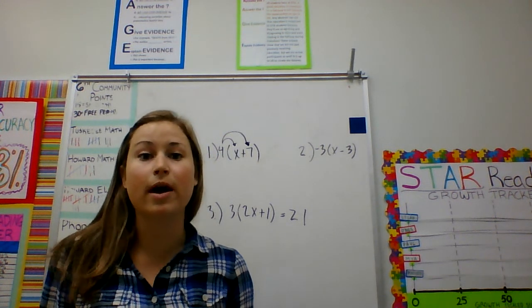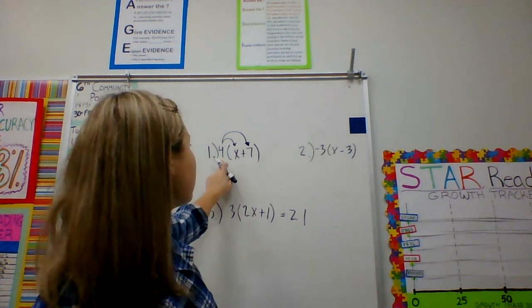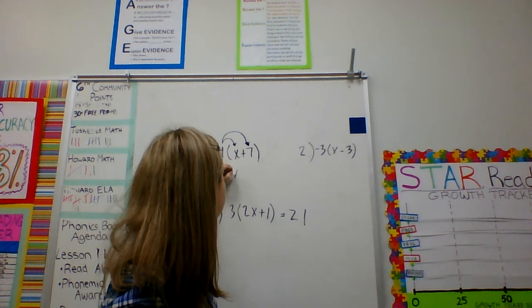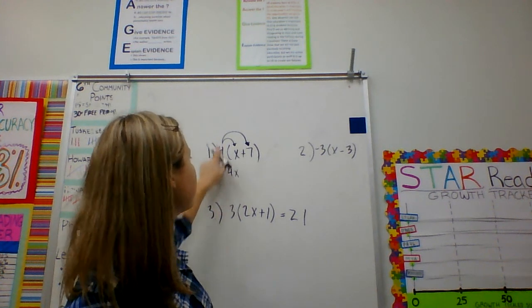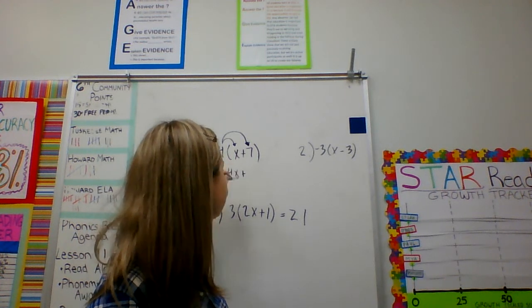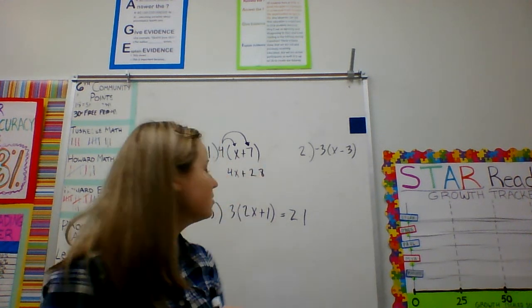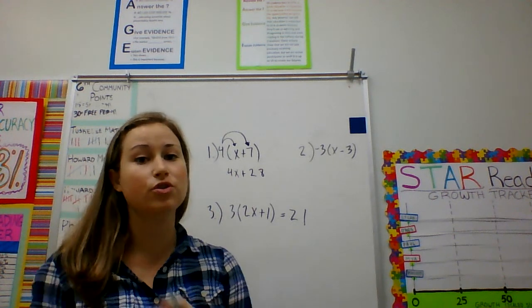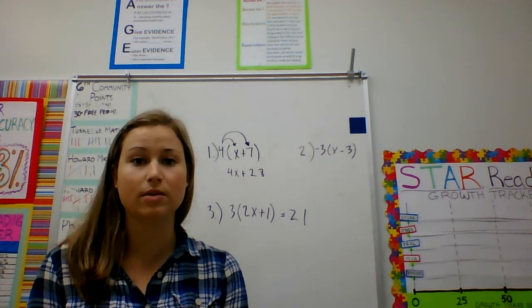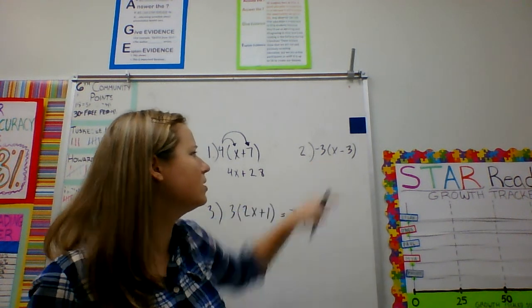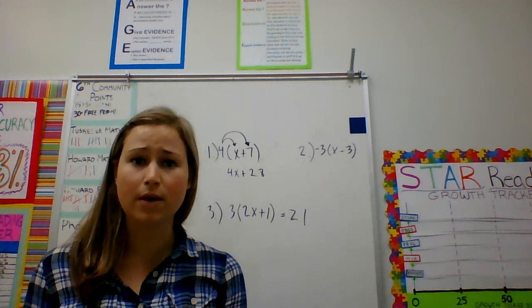When I'm distributing, I'm multiplying. 4 times x is just 4x. 4 times 7, positive 4 times positive 7 is just positive 28. Cool. That's the first example we're doing with just simplifying by distributing, and then we'll get into solving equations with the distributive property. Number two, this one looks a little bit different because we have two negative numbers.